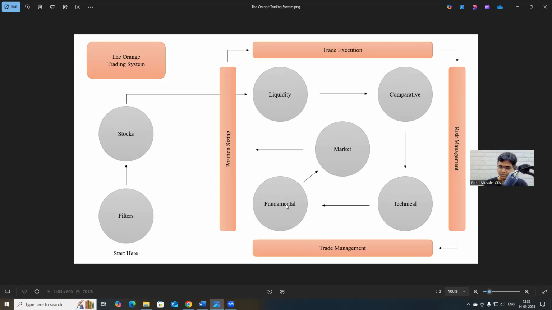Which means on a relative basis, the liquidity is low, and on an absolute basis, the liquidity might be high, looking at the stock could be a very small stock. So the answer again, we come back to this orange trading framework. If the liquidity is poor, I will stay away from the stock because I don't want to put additional risk in the portfolio.